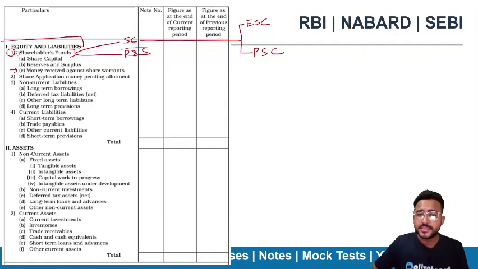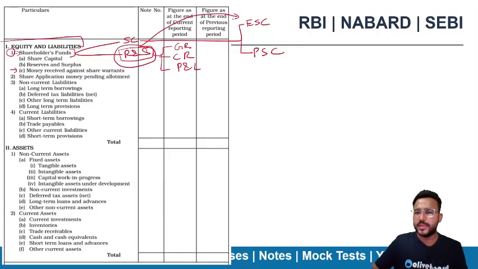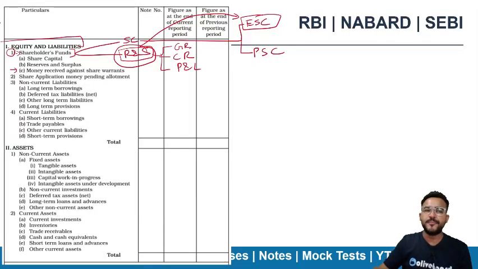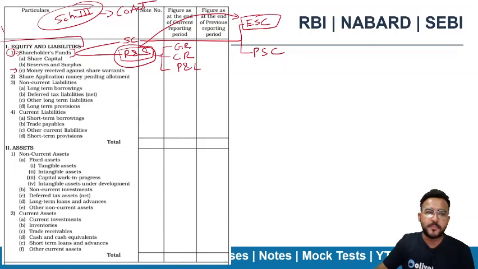Then we have reserves and surplus. Now we can have so many reserves and surplus like general reserve, capital reserve, profit and loss account reserve, right? These reserves and surplus belong to equity share capital only. This format is prescribed by Schedule 3 of the Companies Act. So this is part 1.